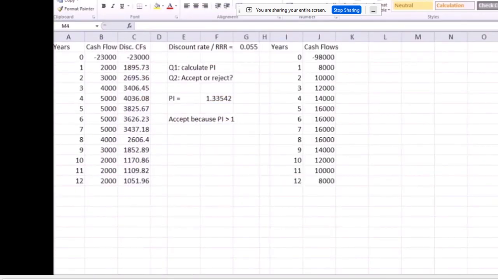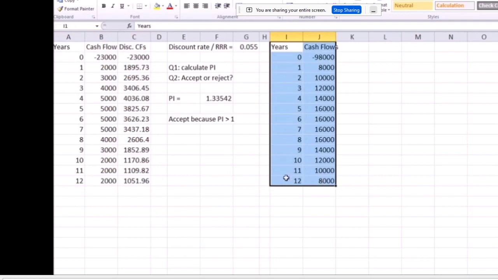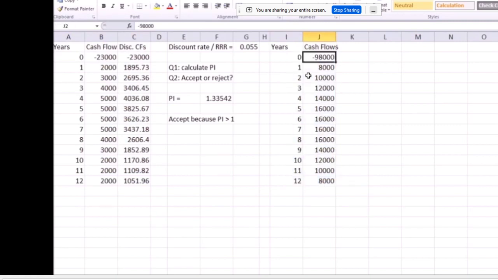Let's have a look at this example of two projects. The original project as in the previous example, and another project also lasting for 12 years with the initial investment of 98,000 and cash flows going from 8,000 all the way up to 16,000 and then later down back to 8,000. Let's say everything else is the same about the project. The risk level is relatively similar, so the required rate of return is also 5.5%. Let's calculate the profitability index and NPV for both of these projects, to see if there is any conflict.